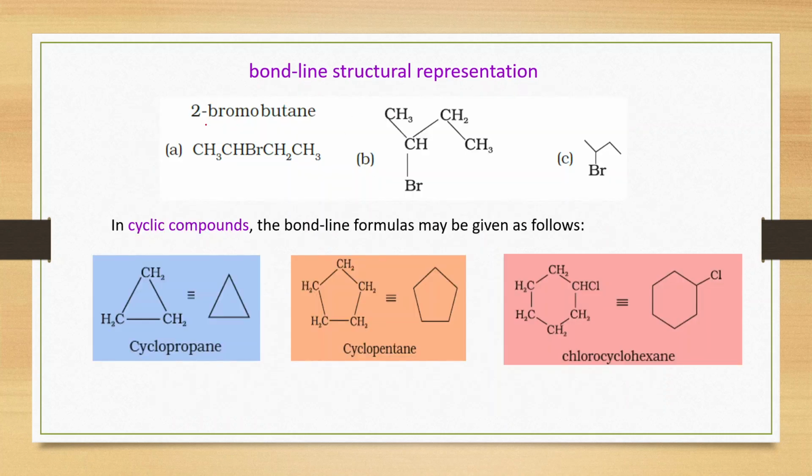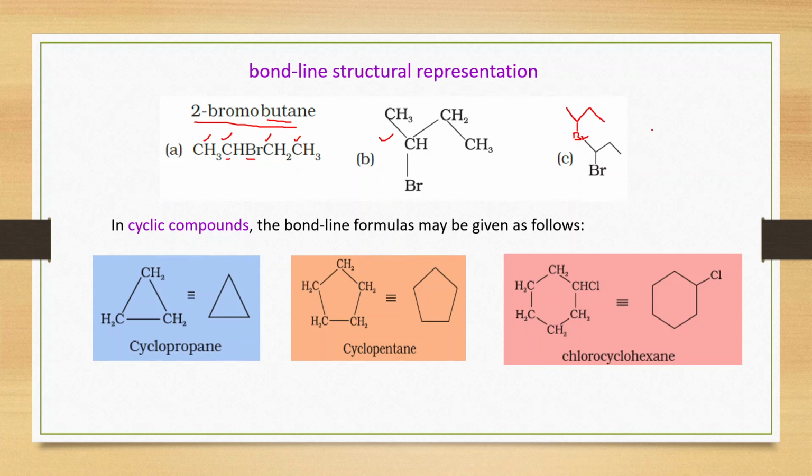See some more examples. 2-bromobutane. Butane means 4 carbon atoms, like this: 1, 2, 3 and 4. And on the second carbon atom, Br is attached. This can also be represented like this. If we write in the bond line, then this is first carbon atom, this is second, this is third and this is 4. Clear? And on the second carbon atom, Br is there, so we have to mention Br here. This is the bond line structural formula.